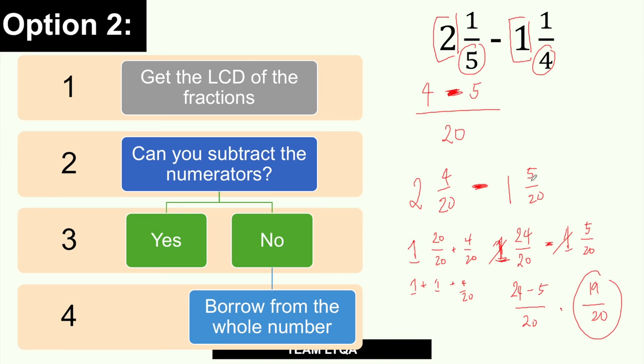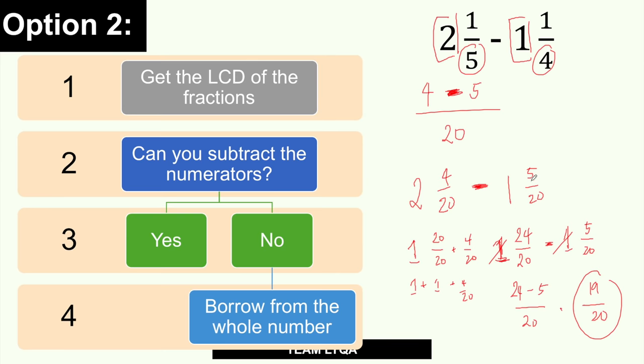Tapos, i-convert ko siya into mixed number. So, yung 79, i-divide ko pa ngayon siya sa 30. Meron kang dalawang 30 doon, 60, tapos may remainder kang 19. So, the answer is 2 and 19 over 30. So, again, if you notice, same naman yung answer. So, kung ano man yung method na ginamit ninyo, whatever works for you, use that. As long as careful kayo, you will always get the right answer.